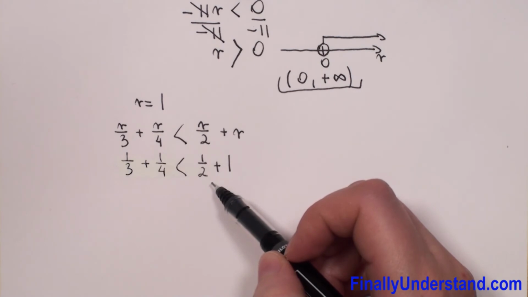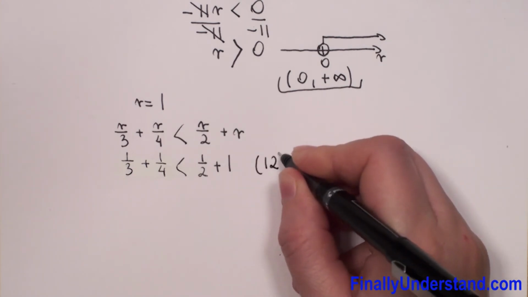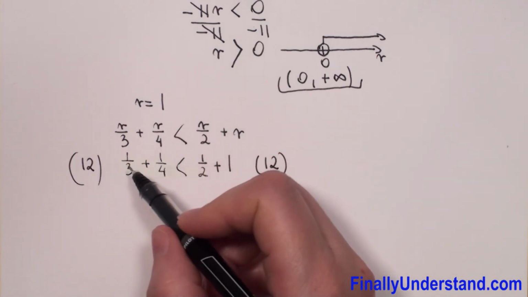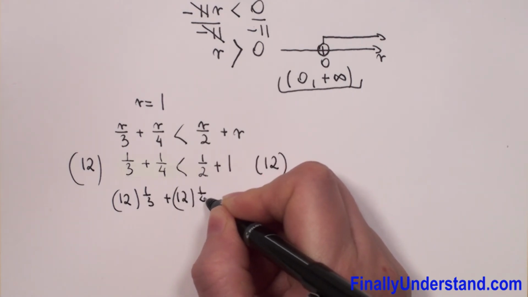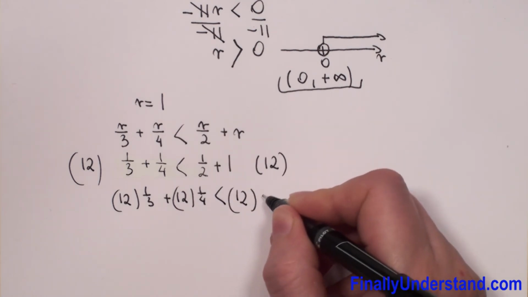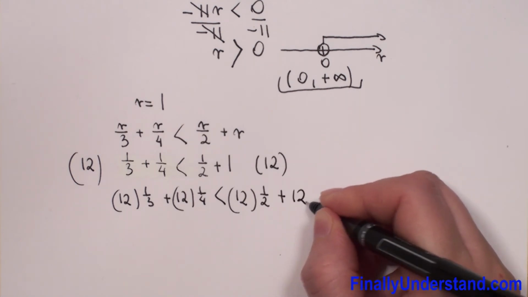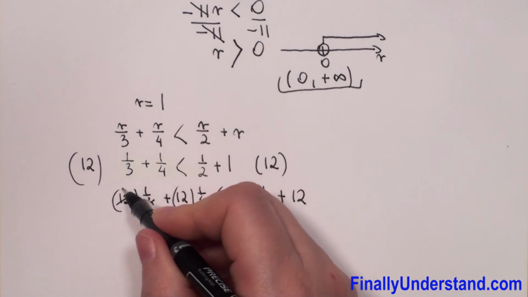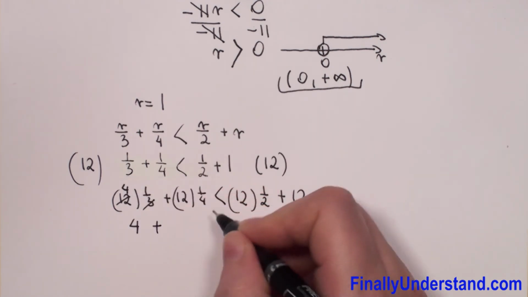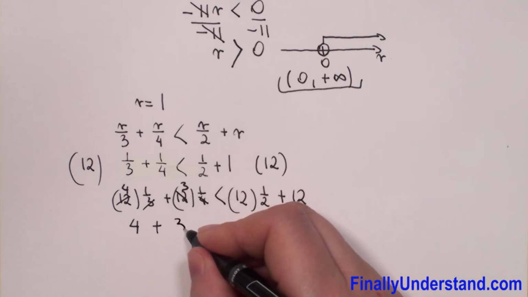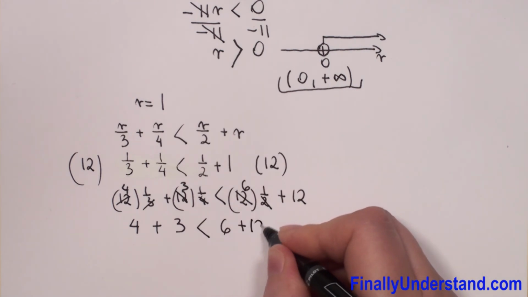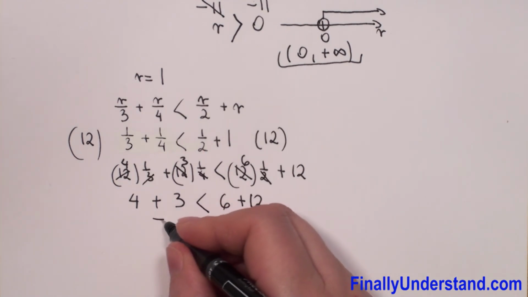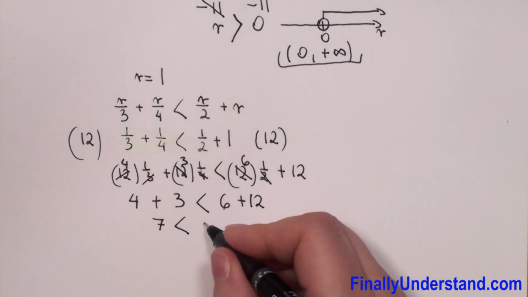Because I have fractions on both sides, I will multiply both sides by the common denominator, 12. So I have to multiply 12 by 1/3. 12 times 1/3 plus 12 times 1/4 is less than 12 times 1/2, and 1 times 12 is 12. So 3 and 12 will cancel, will be 4 times 1 is 4, plus 4 and 12 will reduce, will be 3 times 1 is 3, is less than 12, and 2 will reduce, will be 6 times 1 is 6, plus 12. So we have 4 plus 3 is 7, is less than 6 plus 12 is 18.